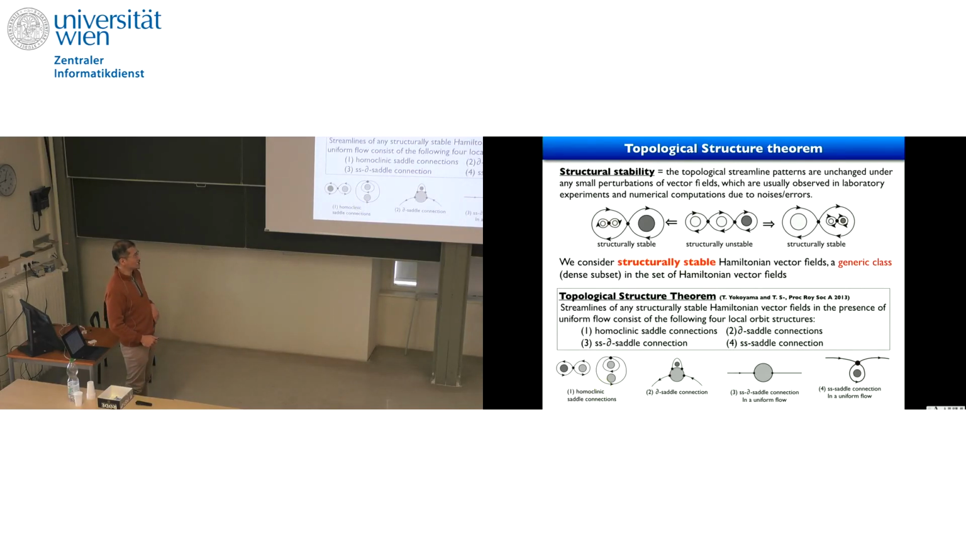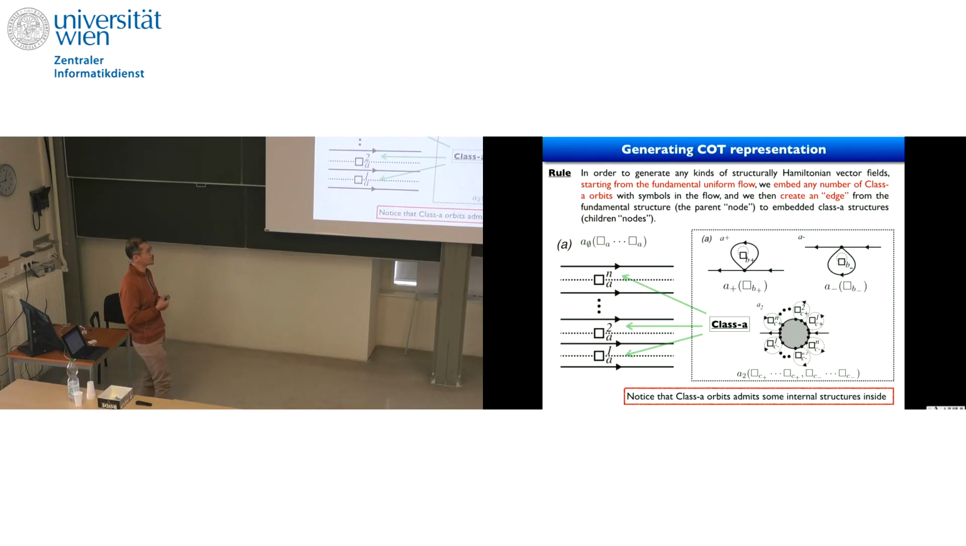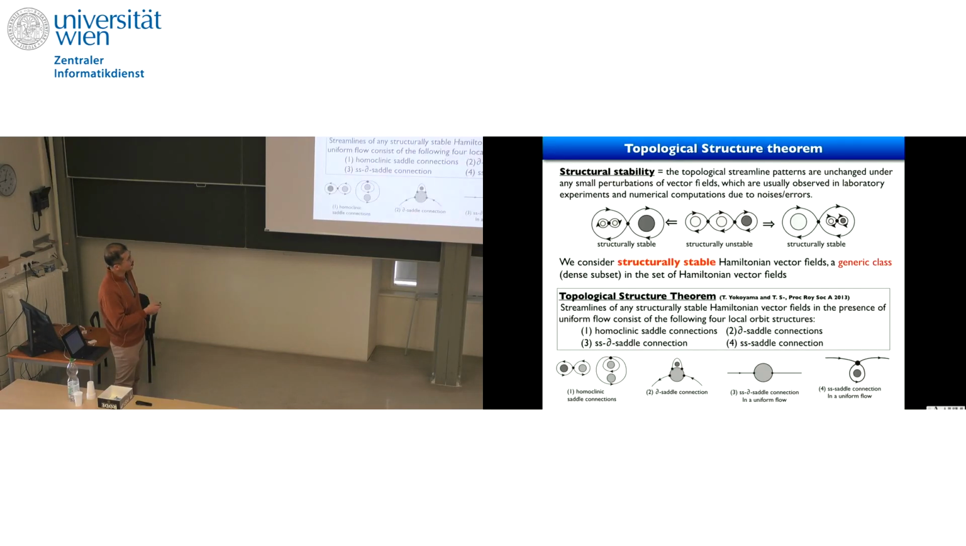Based on this topological structure theorem, any structurally stable Hamiltonian vector field is obtained by a combination of these flow patterns. So based on this idea, we are going to give a tree structure called the COT representation. The idea is very simple. In order to generate any structurally stable Hamiltonian vector field based on this structure theorem, starting from this fundamental uniform flow, we embed any number of these class A orbits. These are the third and fourth orbits here and there.